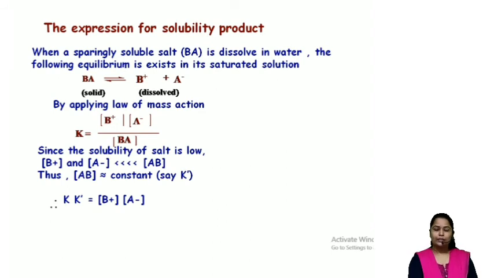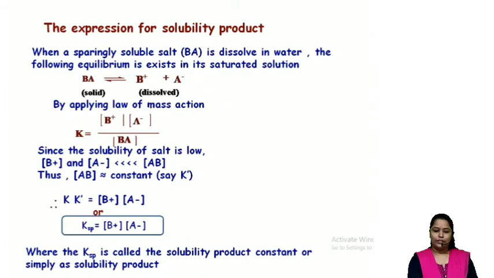K into K' is the product of two constants, therefore we write another constant, Ksp. Therefore Ksp is equal to the product of ionic concentrations of B+ and A-. It is the solubility product constant. Again if we recall the definition, in a saturated solution of a sparingly soluble electrolyte, the product of ionic concentrations when raised to a proper power is constant at a given temperature, and is called the solubility product.